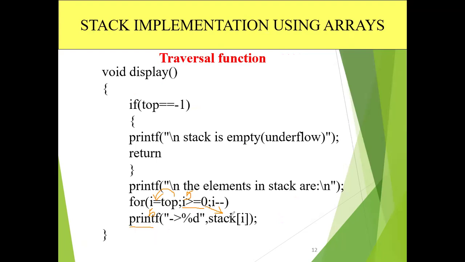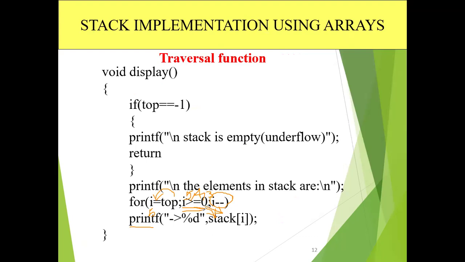After printing, the i value will be decremented by 1. Now, 5 is decremented to 4. Again, check the condition whether 4 is greater than or equal to 0 or not. If 4 is greater than or equal to 0, then the condition becomes true. When the condition becomes true, again it displays stack[4]. The value that is there in stack[4] will be displayed. After that, again the i value will be decremented by 1 and the result is 3. Now again check i >= 0, 3 >= 0.